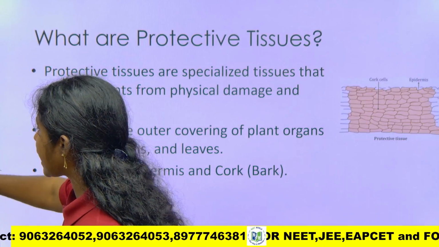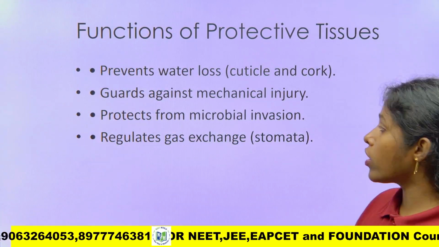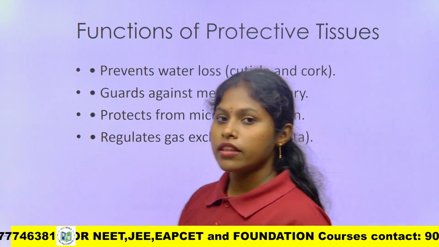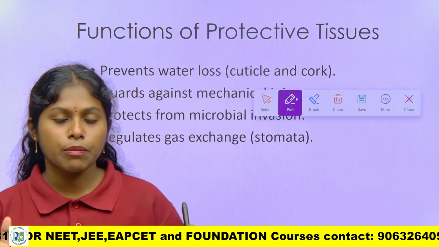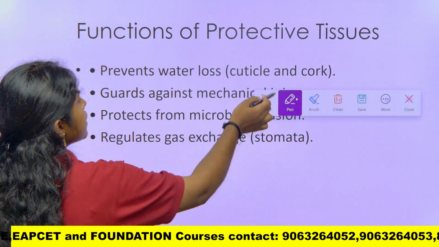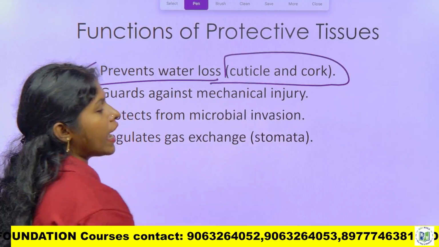So it provides the mechanical strength, right children? So here, the function of protective tissues. What are the functions here? See, it prevents water loss. Of course, because they are not under the sun. The main requirement of the plant is water, right? So these protective tissues help prevent water loss with the help of cuticle and cork.